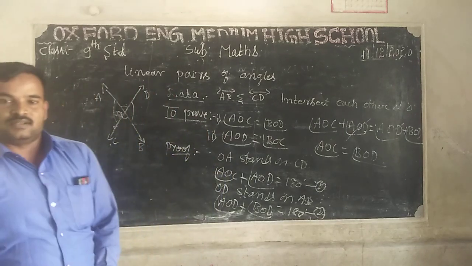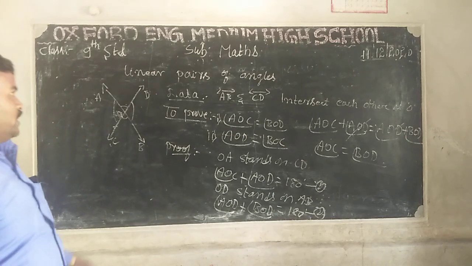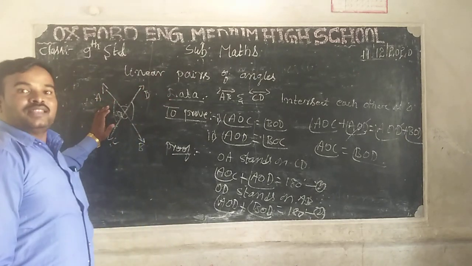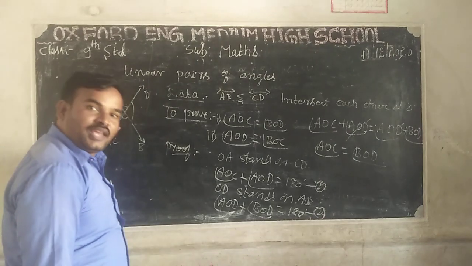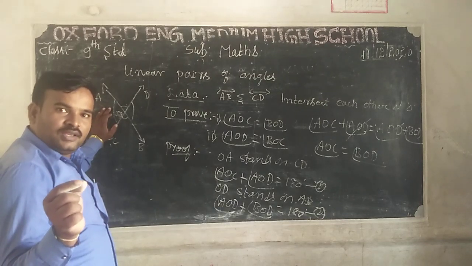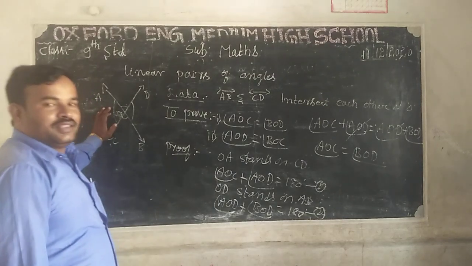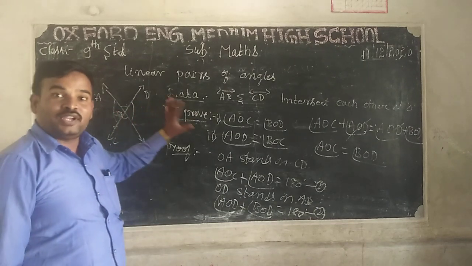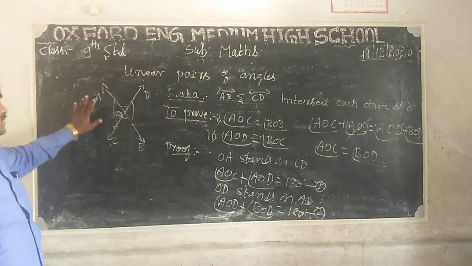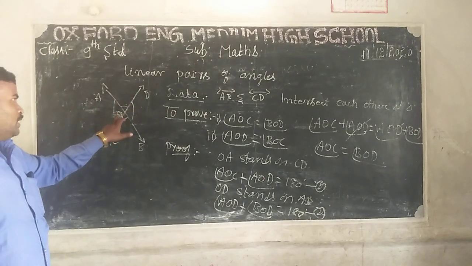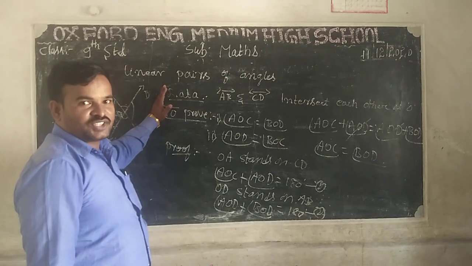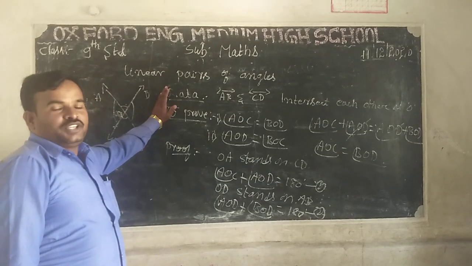Right? So listen once again, students. If any two lines intersect each other, then the vertically opposite angles are equal. If two lines intersect each other, then we have to prove that vertically opposite angles are equal. So first you draw the figure like this. AB and CD intersect at point O. Here we follow 4 steps. We have to proceed with the 4 steps.